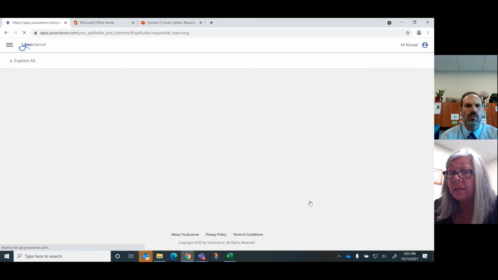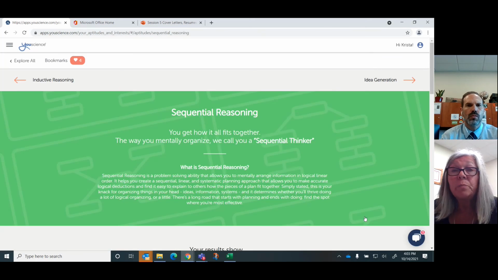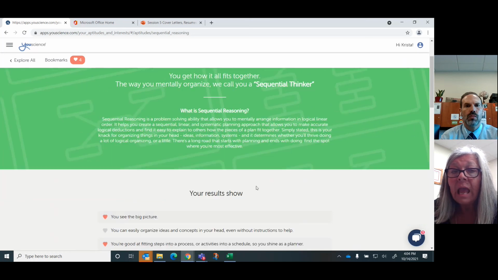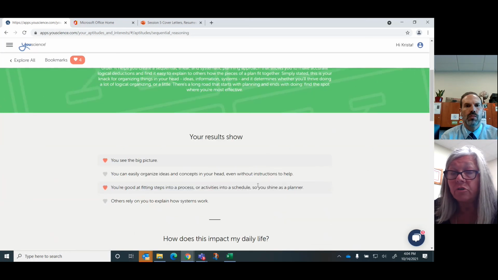So I can click the Explore tab, and it's going to pull up a page that explains about sequential reasoning for me. It tells me I get how it all fits together. The way I mentally organize, I would be called a sequential thinker. And so then there's a little definition here of sequential reasoning, what that means, and then what my results showed. I see the big picture. I can easily organize ideas. I'm good at fitting steps in a process.